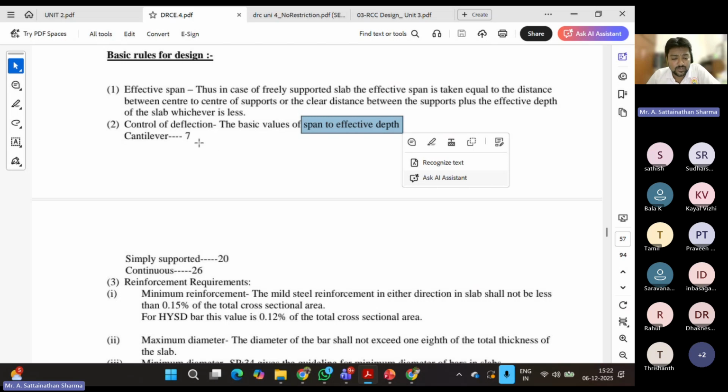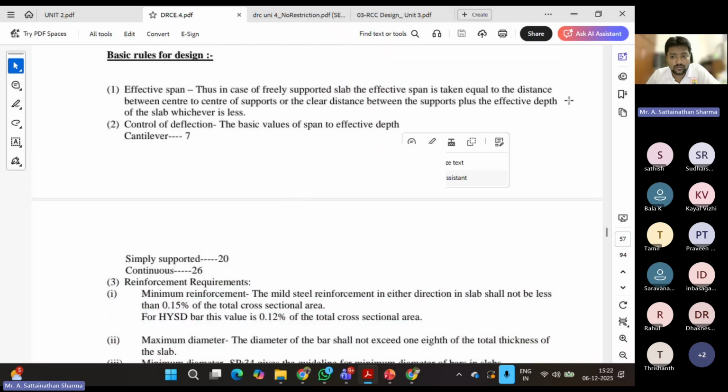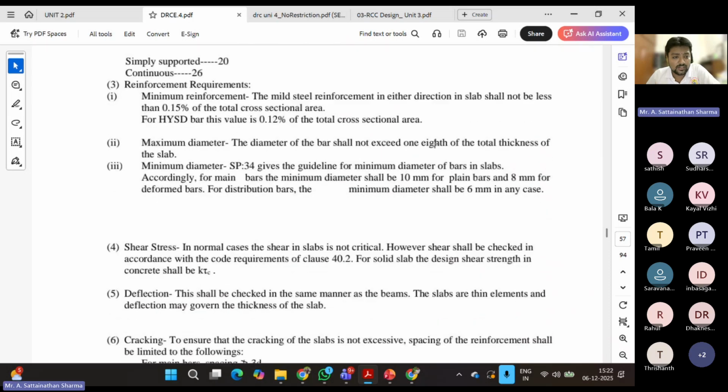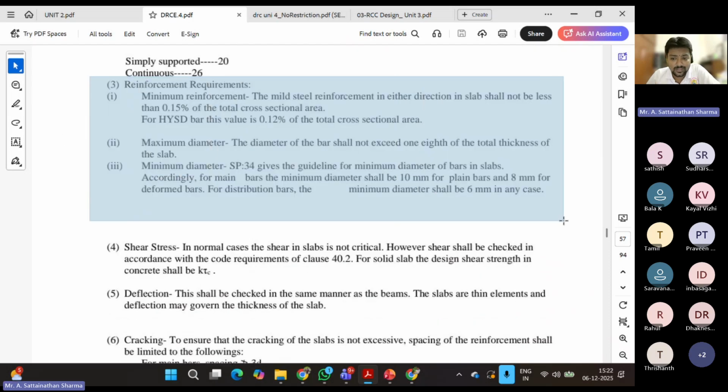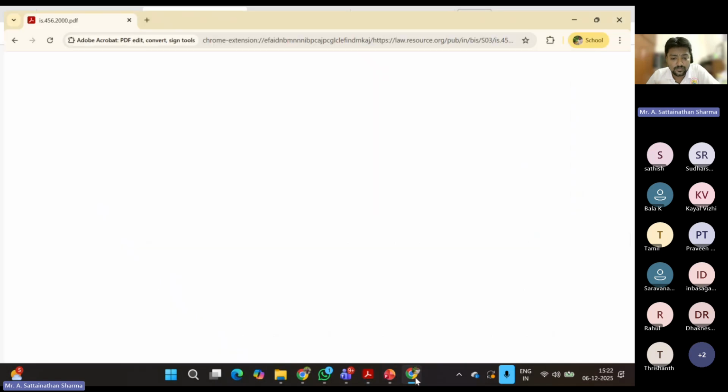Span by depth ratio 7, then it is a cantilever slab. Span by depth ratio is 20, then it is simply supported, or 26 if continuous. So this you know very well. We have discussed enough already. The one thing you have to keep in mind, which is very important, is this one. This is a separate topic which you have to use in your design part. This is very, very important. Nothing to worry about these points, all these points are available in IS 456.